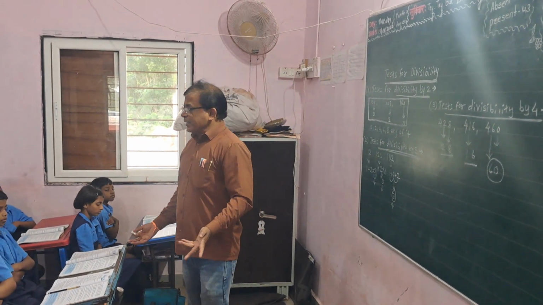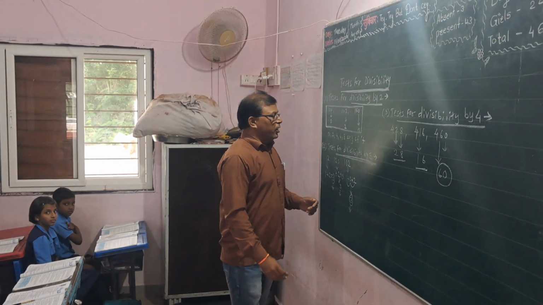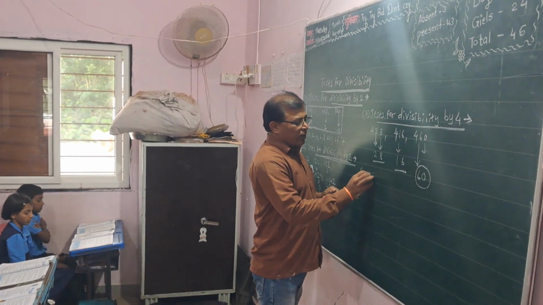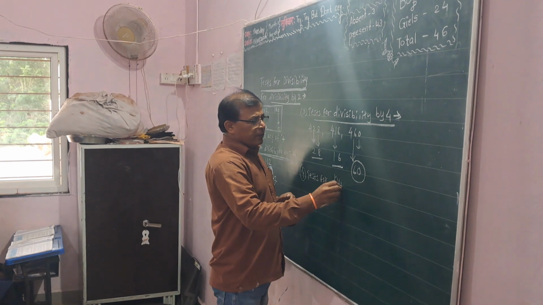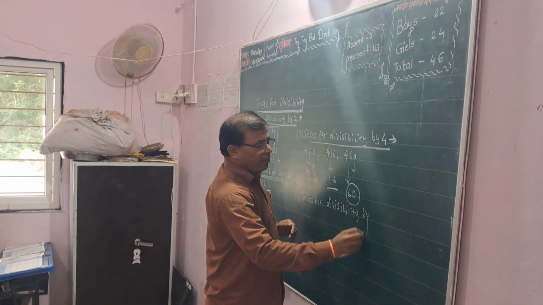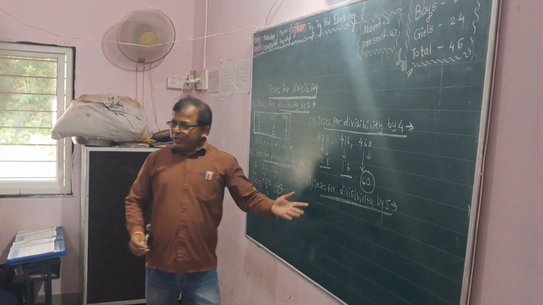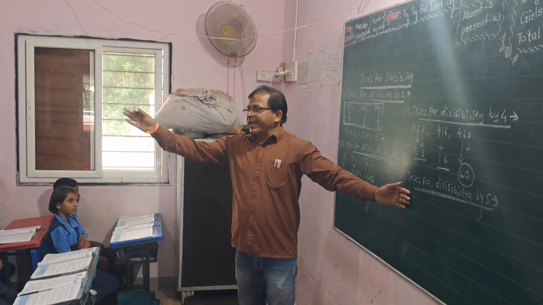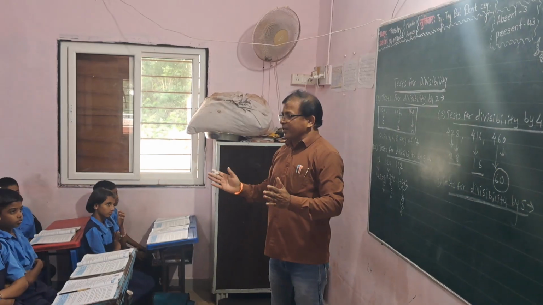This is the test for divisibility by 4. And after that, here is the test for divisibility by 5. Now this is a very easy test. This test is related to the test for 10. Both of the tests are similar to each other.